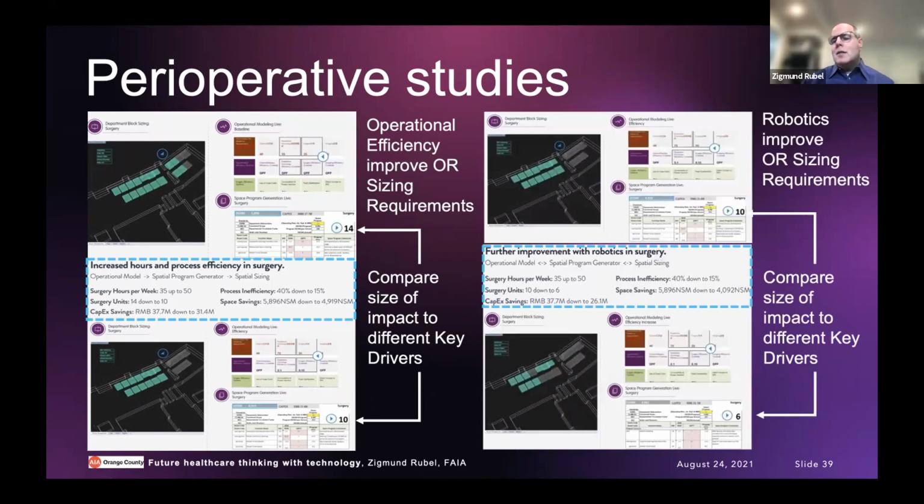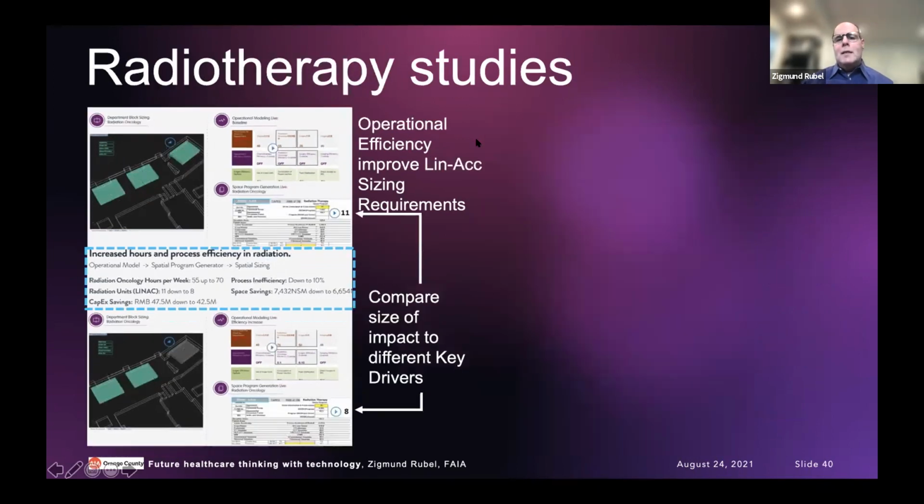The reason why this is important is this was a study where we ended up not pursuing it because the client didn't want to spend the money for the robot and didn't think culturally it was the right fit for the team. So we're not saying that this will always find the solution, but it's good to look at the different analyses. We did the same thing with radiotherapy machines.